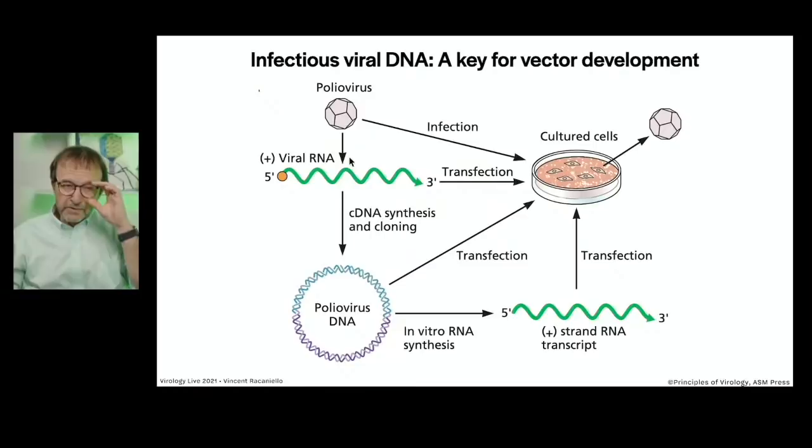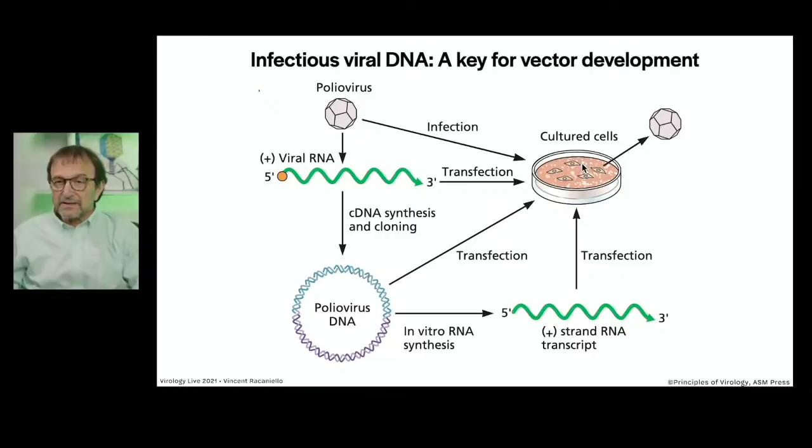As we know, the viral RNA, the plus-stranded viral RNA, if introduced into cells in culture by transfection, is infectious. It will initiate an infectious cycle, and you will get virus produced. If you make a DNA copy of the viral RNA by synthesizing a DNA using reverse transcriptase in vitro in a test tube, you can then put that DNA in a bacterial plasmid to propagate it in bacteria and make more of it. If you introduce that DNA into cells, it will initiate an infectious cycle.